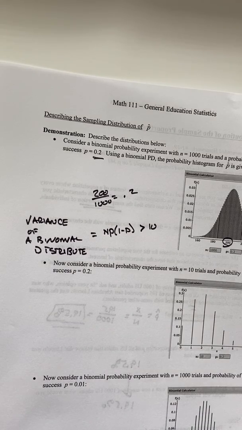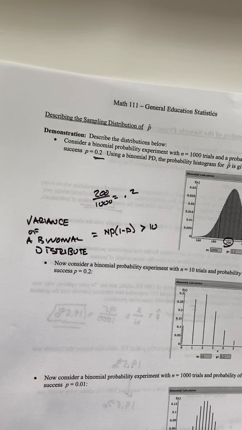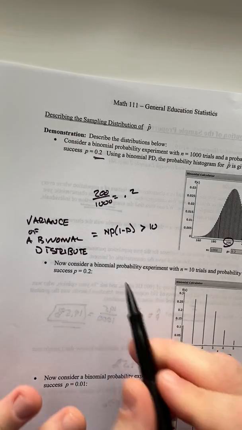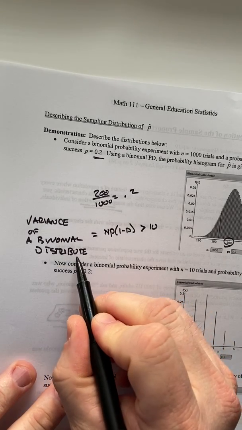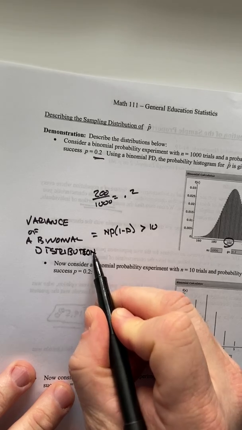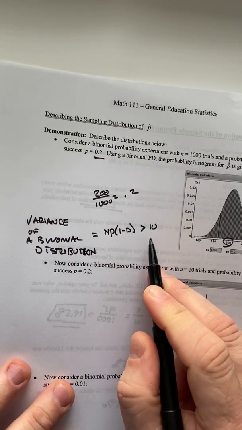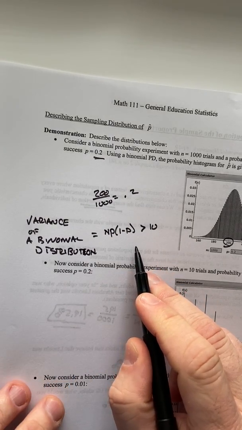In section 8.1, we needed to have more than 30 samples, okay? In this section, when we're sampling for these probability distributions, we need the variance of this binomial distribution to be greater than 10. Let's plug in our numbers.